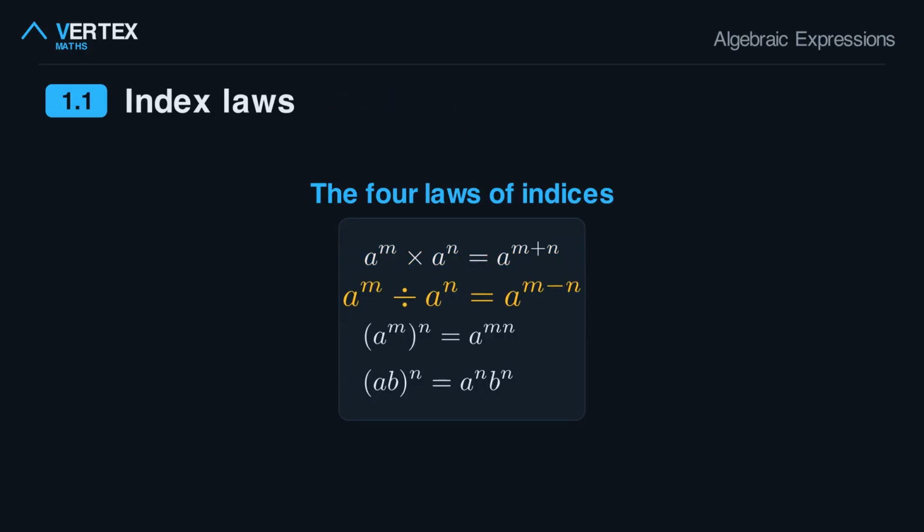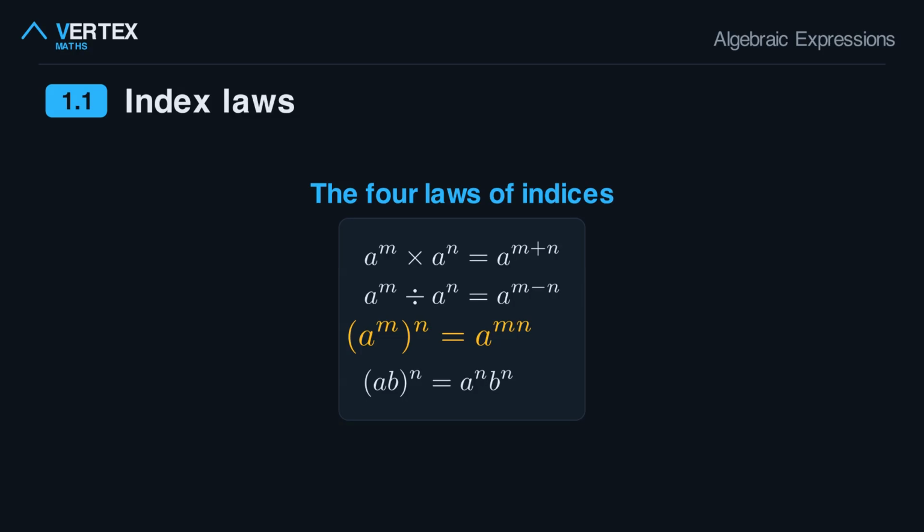Law 2 is the reverse and covers division. Divide two terms with the same base by subtracting the bottom index from the top. A to the fifth divided by a squared cancels two a's, leaving 3. 5 minus 2 equals 3, and remember to always subtract the bottom from the top.